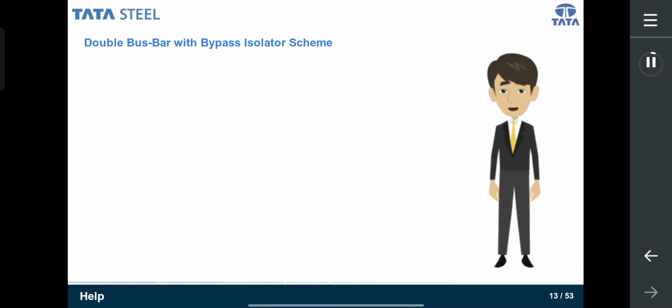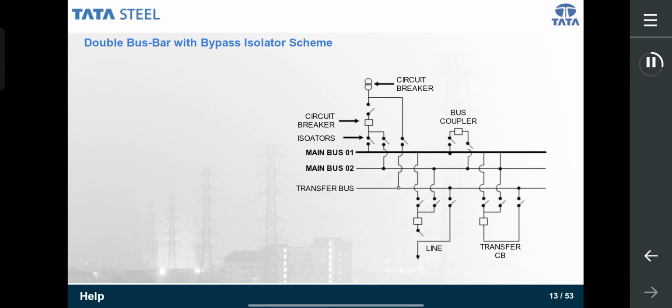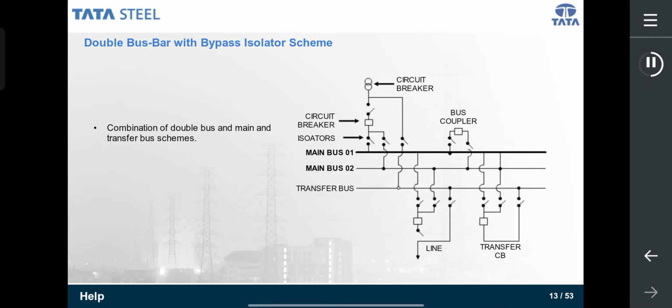Next type of bus configuration is double bus bar with bypass isolator scheme. It is a combination of double bus and main and transfer bus schemes. It is used by some utilities for 400 kV and 220 kV substations. Click on each tab to learn more.